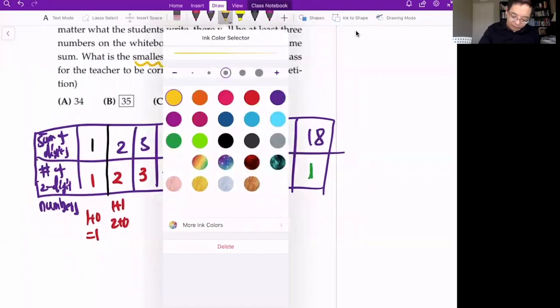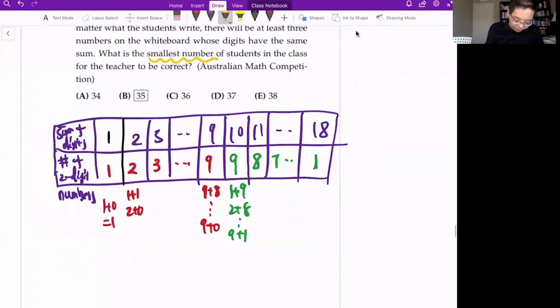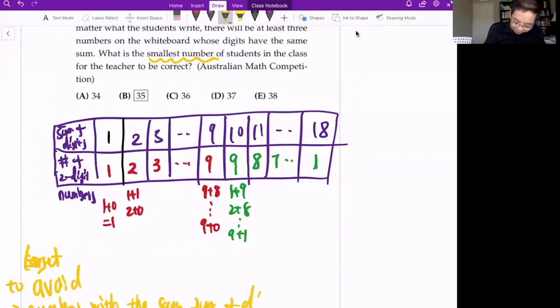So what we need to do is first find what we can do in order to avoid having 3 numbers that have the same sum of digits. What is the largest we can do to avoid 3 numbers with the same sum of digits?